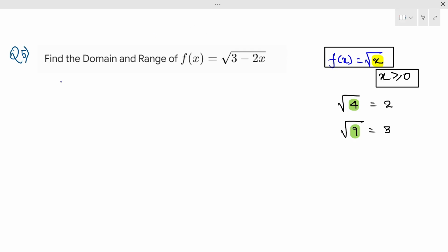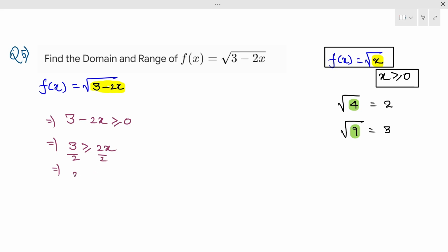Now what are we given? We are given f(x) equals square root of 3 minus 2x. So the inside part should be non-negative. So 3 minus 2x should be greater than or equal to 0, right? From here, if I transpose the negative 2x to the RHS, 3 will be greater than or equal to 2x. And if we divide both sides by 2, 3 by 2 is greater than or equal to x, or we can say that x is less than or equal to 3 by 2.